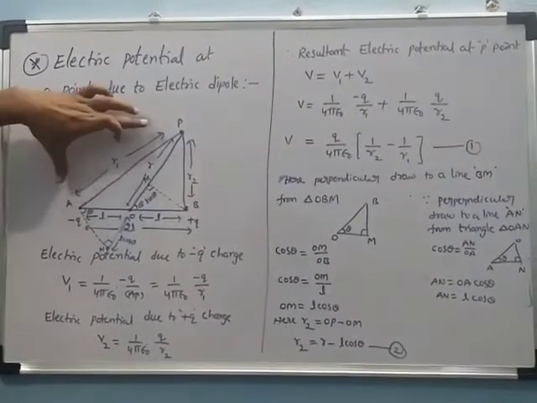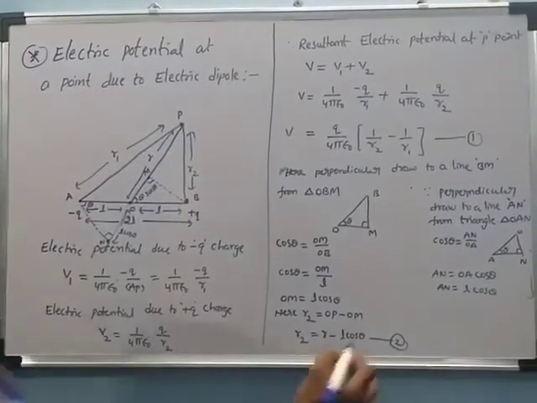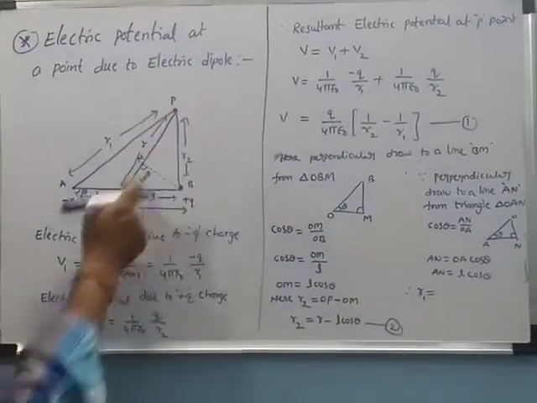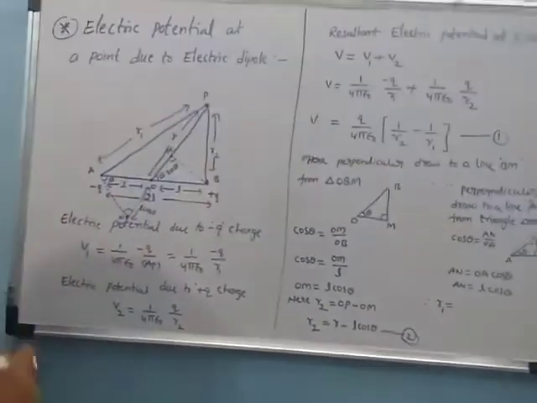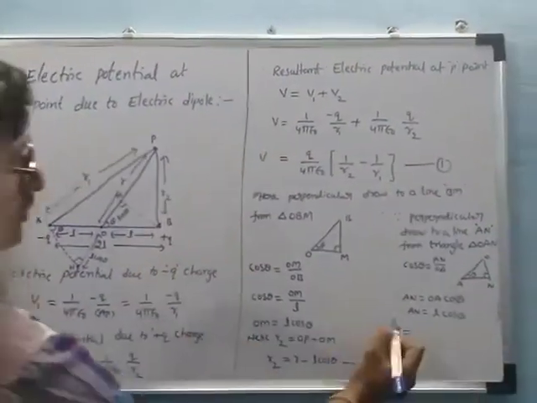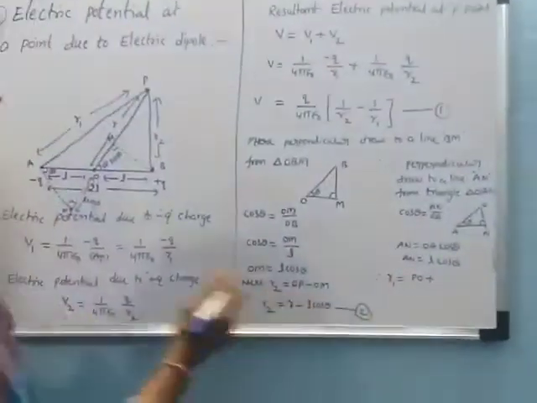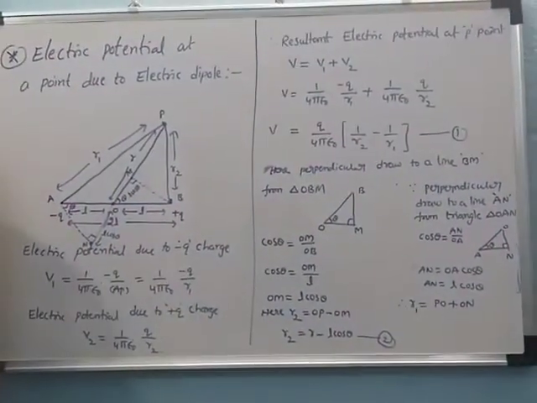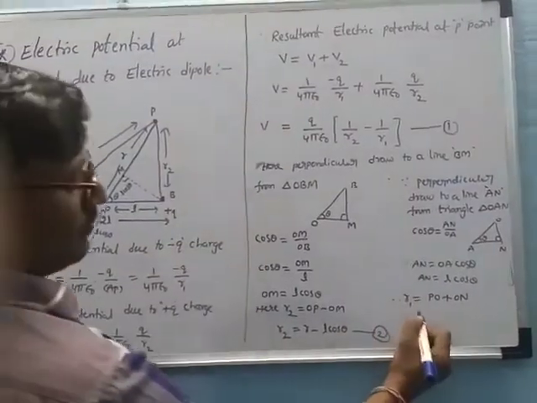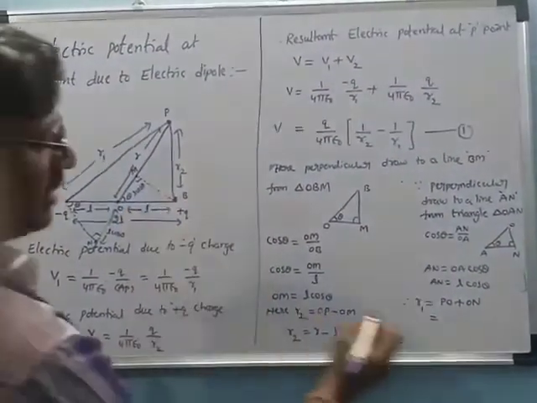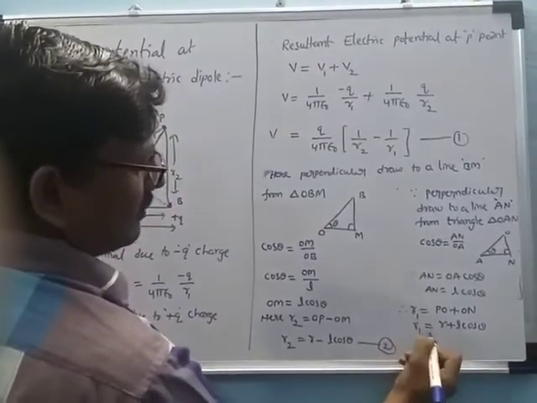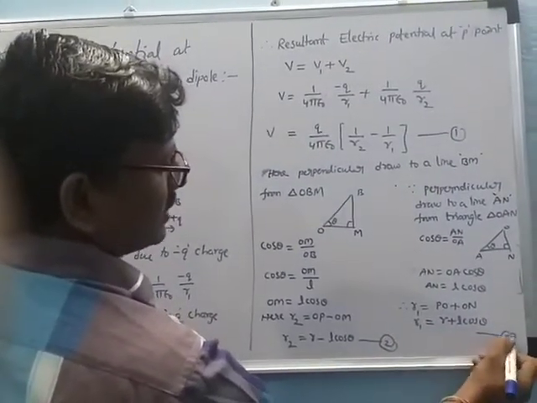Therefore, we can find R1. R1 is equal to the total distance P to N. The total distance is nothing but P to O plus O to N. P to O is R, plus L cos theta. So R1 is equal to R plus L cos theta, and this is considered equation number 3.